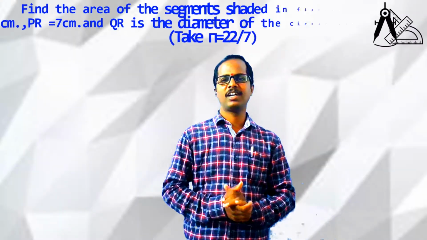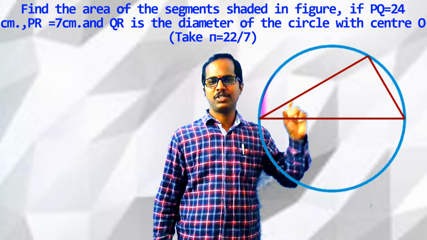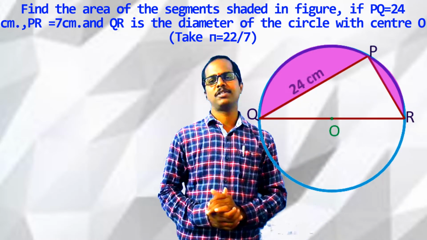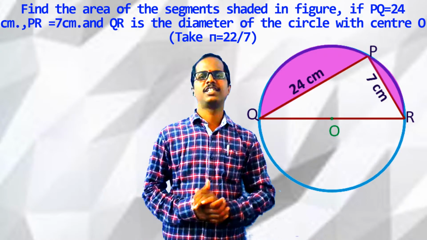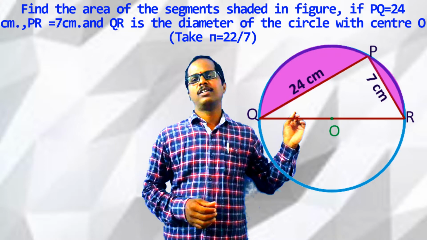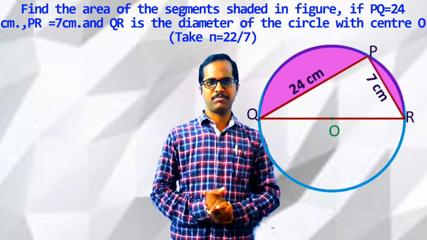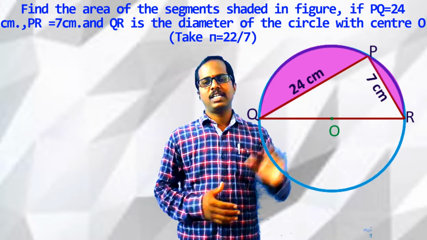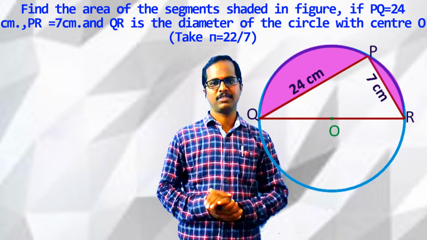Find the area of the segments shaded in the figure, where PQ is 24 centimeters and PR is 7 centimeters, and QR is the diameter of the circle with center O. It is also given that we take the value of pi as 22/7. So this is the given problem. Now using this information, we need to find the area of the segments that are shaded in this figure.